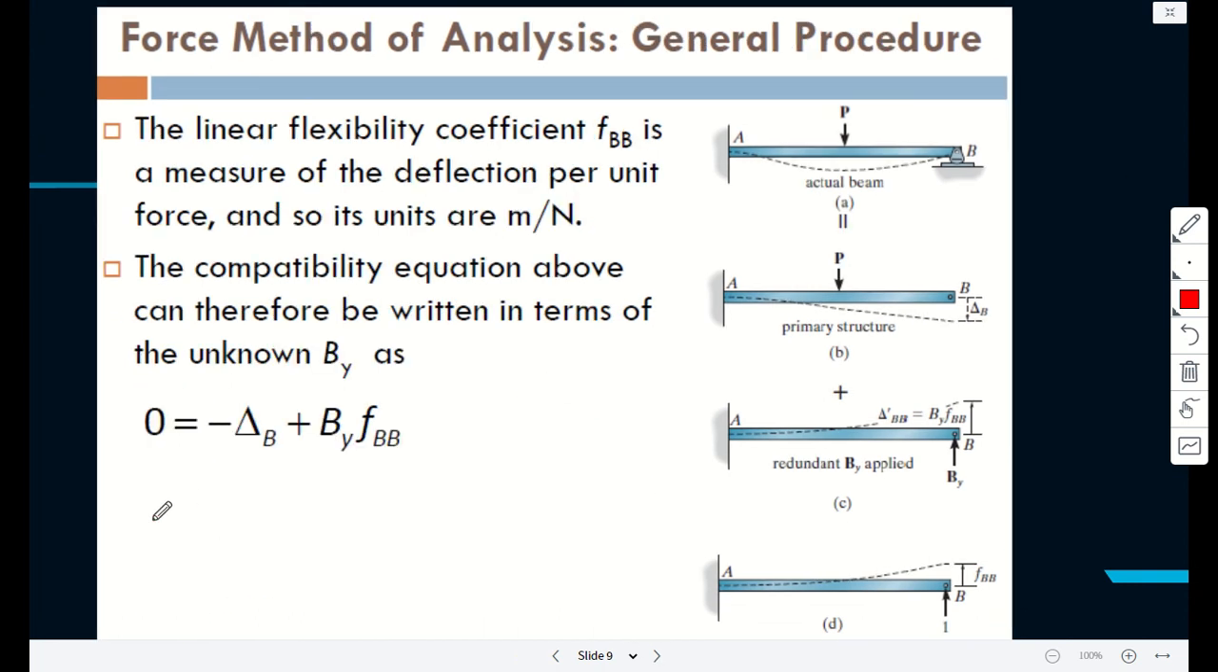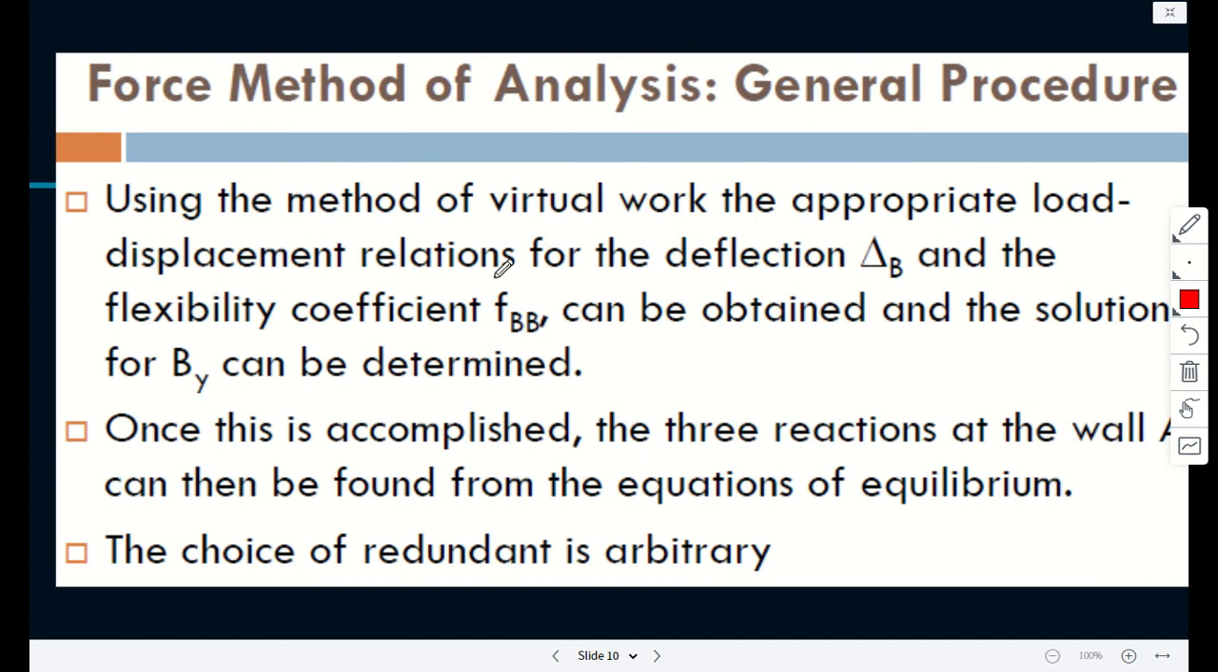And so in specific terms, the linear flexibility coefficient FBB is a measure of deflection per unit force, and so its units are meters per Newton, and the compatibility equation above can be written as shown. All right, and so using the method of virtual work, the appropriate load displacement relationship for deflection delta B and the flexibility coefficient can be obtained, and the solution for By can be obtained.